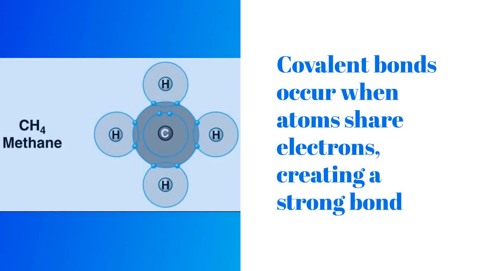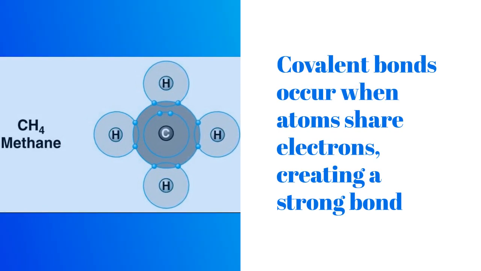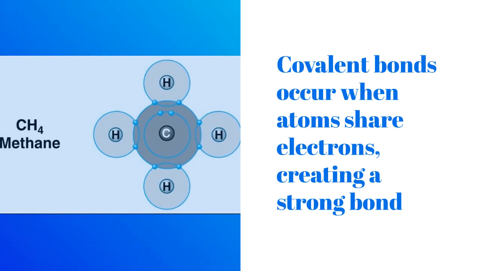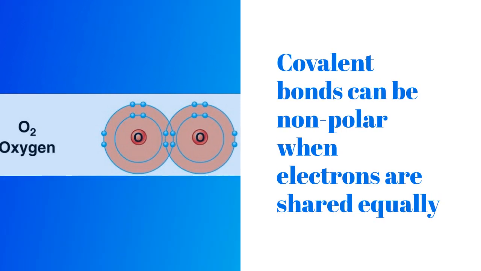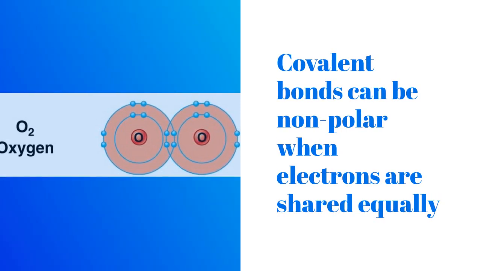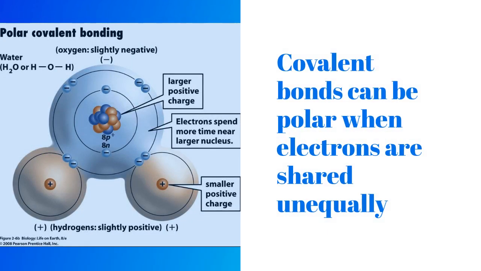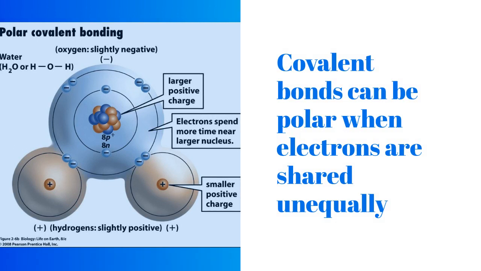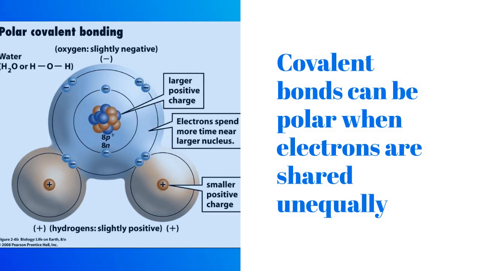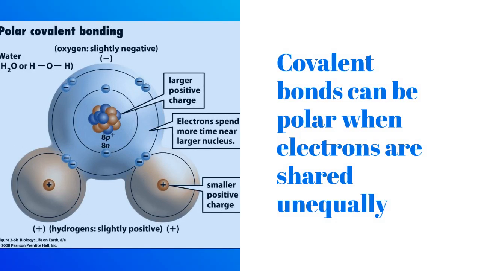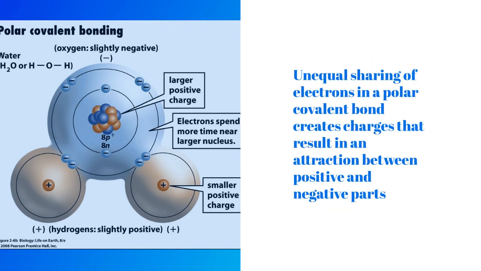Covalent bonds occur when atoms share electrons, creating a strong bond, as seen here where a carbon atom shares electrons with multiple hydrogen atoms, forming methane. Covalent bonds can be nonpolar when electrons are shared equally, as seen here in O2, or oxygen gas. Covalent bonds can be polar when electrons are shared unequally, as seen here in H2O, or a water molecule.